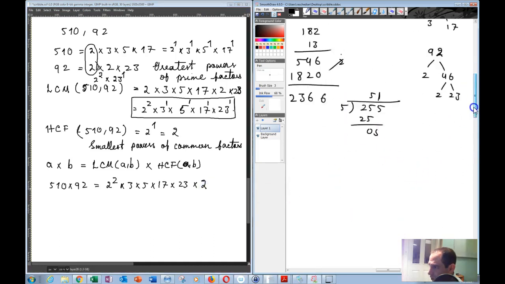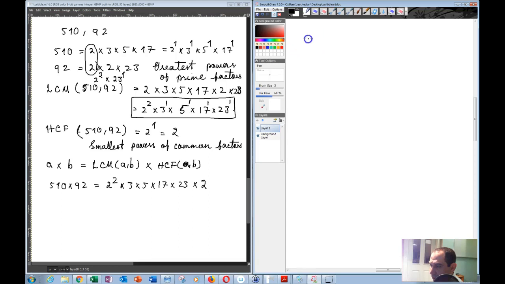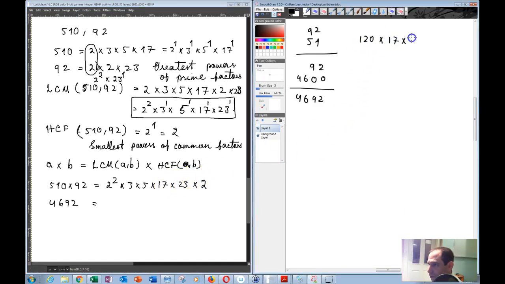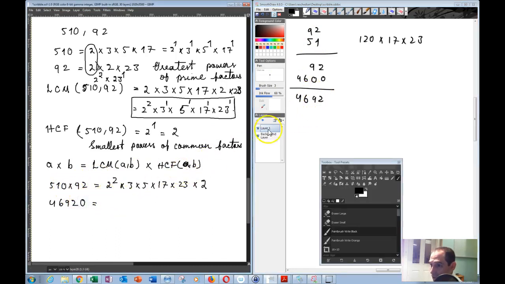And if you do this calculation, you will get 51 times 92, which is 4692, and then this is 15 times 2 is equal to 30, 30 times 4 is equal to 120, 120 times 17 times 23. So I had a 0 over here as well that I forgot. I'm sorry. So I have 120 times 17 times 23.